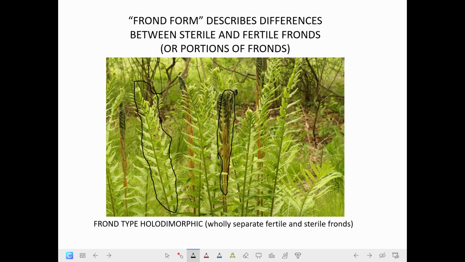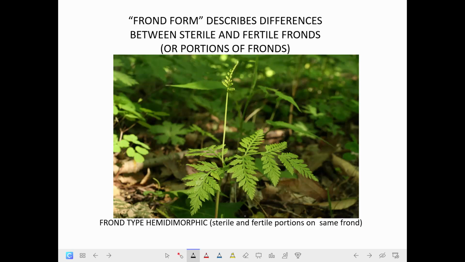And a third type is sort of intermediate between the two. So this picture here of this rattlesnake fern shows one leaf, and the bottom portion of the leaf is leafy, photosynthetic, not producing spores, but a different portion of the leaf, this fertile portion, is the spore-bearing part, and that's called hemidimorphic.